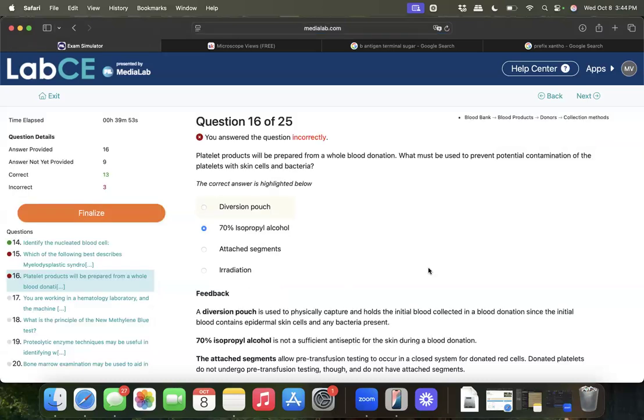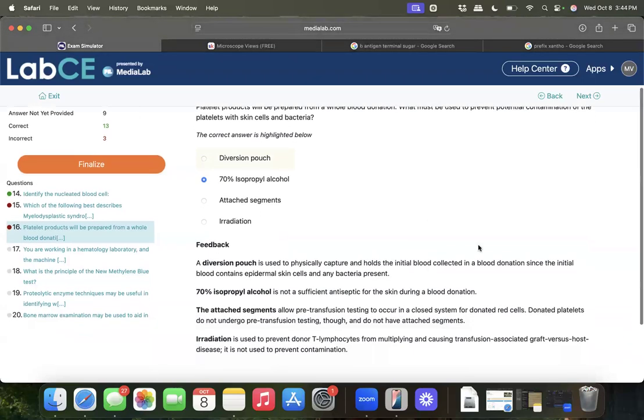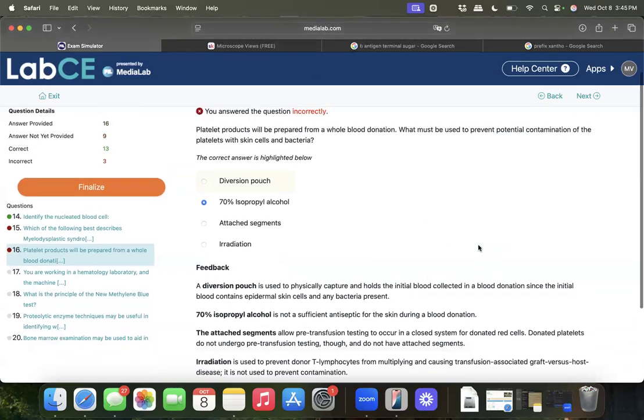Oh my God, Nilab! It was A. Okay, so good job to those who clicked diversion pouch. Diversion pouch is used to physically capture and hold the initial blood collected in a blood donation, since the initial blood contains epidermal skin cells and any bacteria present.